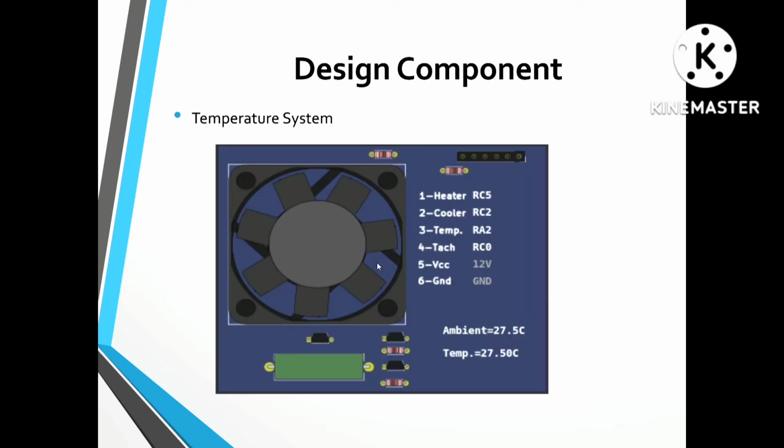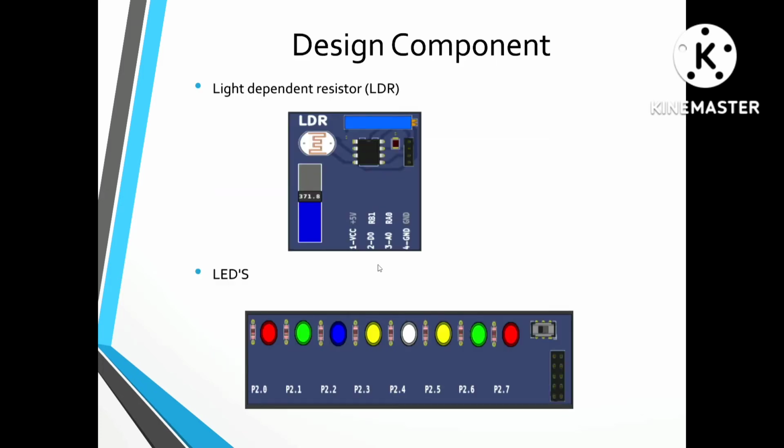Next comes the temperature system. It is a temperature system which is used to measure the temperature of a system, and it has both cooler and heaters. And light dependent resistor, which means LDR. It is used to control LED lights.